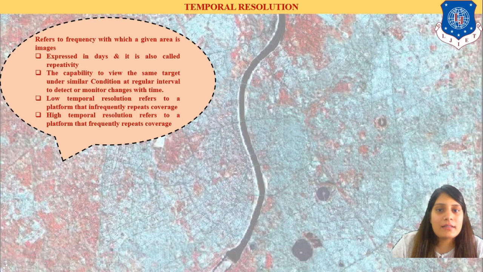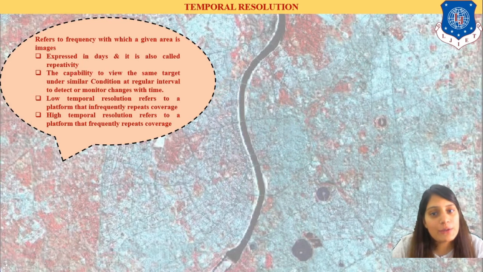Now, the last is temporal resolution. What is temporal resolution? Basically, temporal resolution tells us how repetitively the image is taken. If it is not frequently taken, it will have low resolution. If it is frequently taken, it will have high resolution.